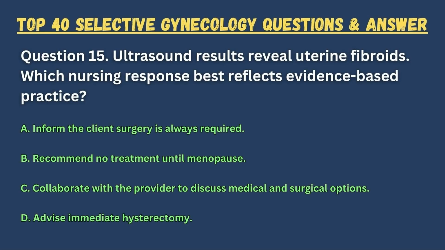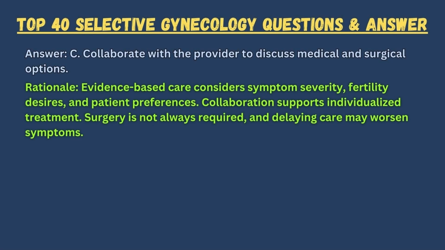Question 15. Ultrasound results reveal uterine fibroids. Which nursing response best reflects evidence-based practice? A. Inform the client surgery is always required. B. Recommend no treatment until menopause. C. Collaborate with the provider to discuss medical and surgical options. D. Advise immediate hysterectomy. Answer: C.